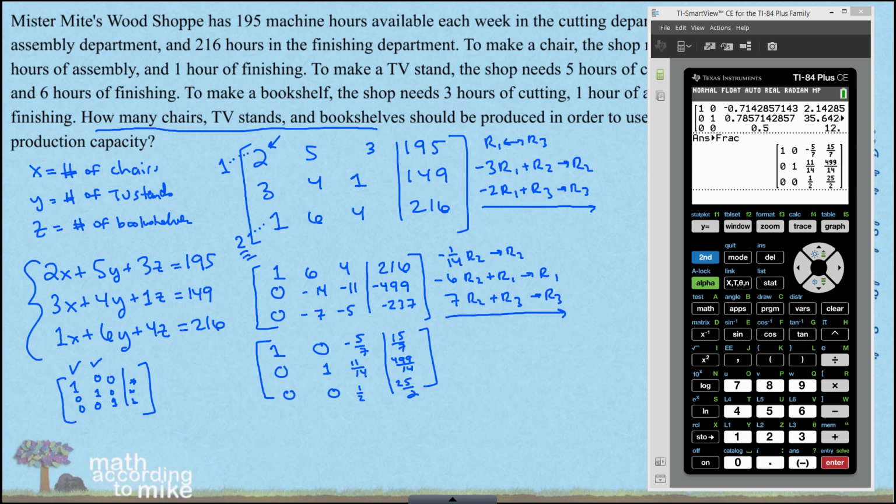Where that 1/2 is at, we need a 1, so let's multiply that row by 2. Where that negative 5/7 is at, we need a 0, so let's multiply the last row by positive 5/7 and add it to the first row. And where that 11/14 is at, we need a 0, so let's multiply the last row by a negative 11/14 and add it to the second row.